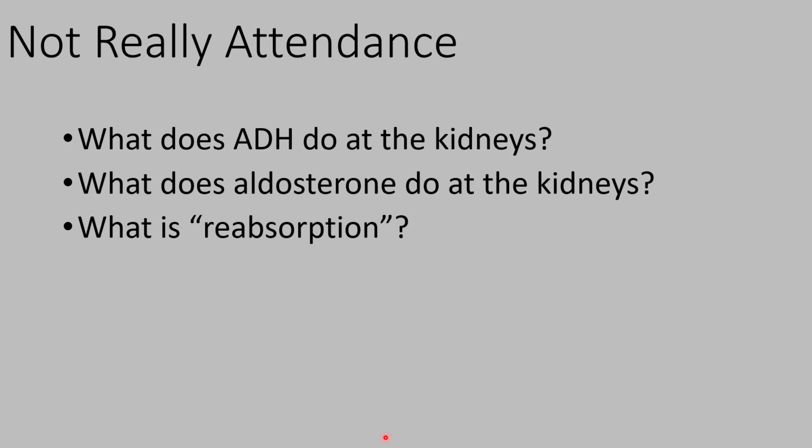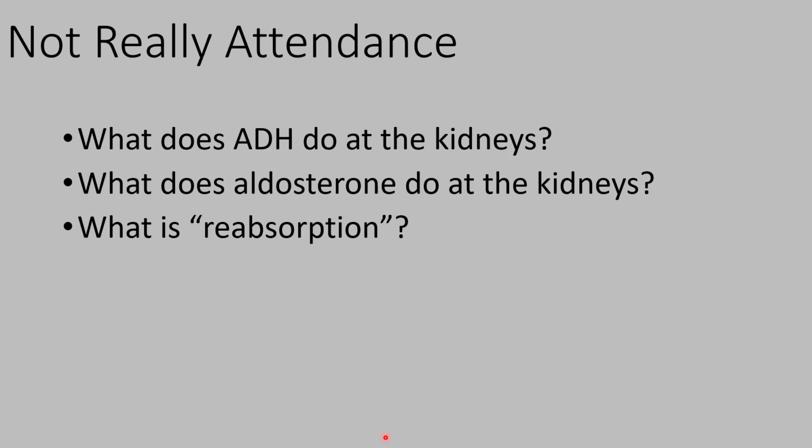What does aldosterone do at the kidneys? Aldosterone causes the kidneys to reabsorb more sodium. They also secrete more potassium, but reabsorbing more sodium is really the big thing that we're concerned with there. So now we've said reabsorb twice: reabsorb more water for ADH, reabsorb more sodium for aldosterone, but what does reabsorb, or reabsorption, mean?